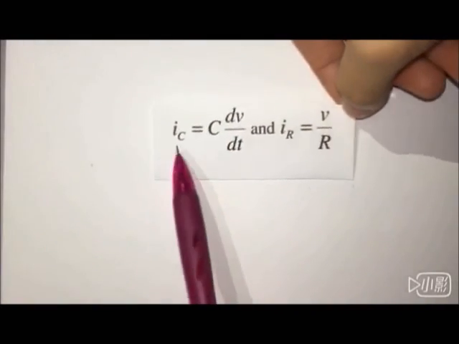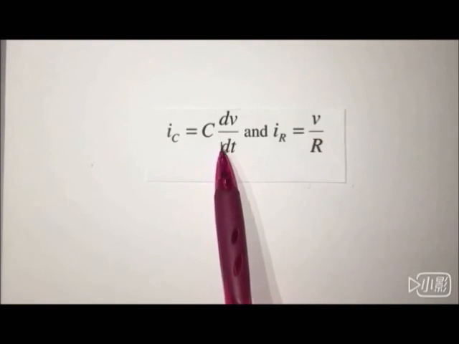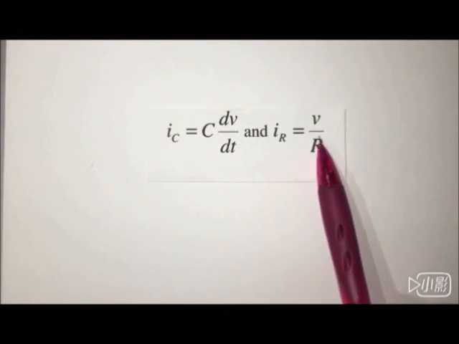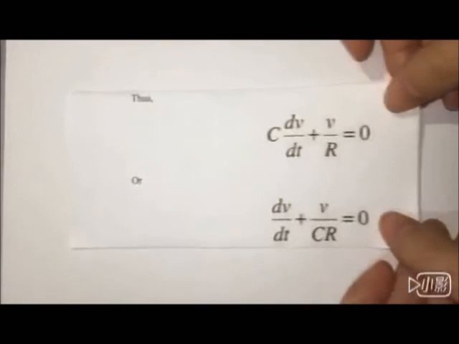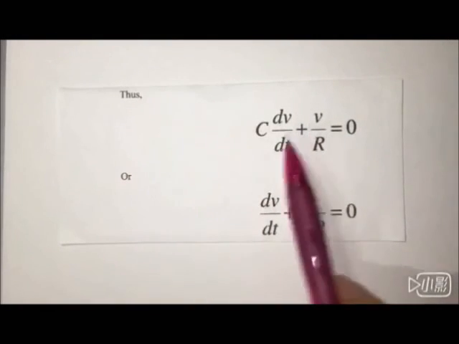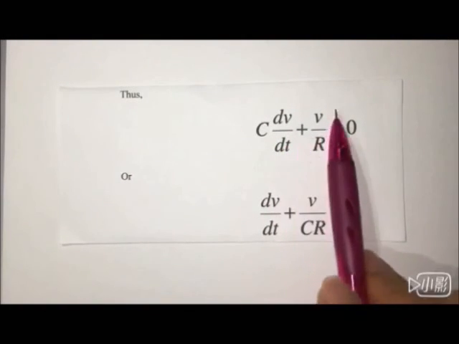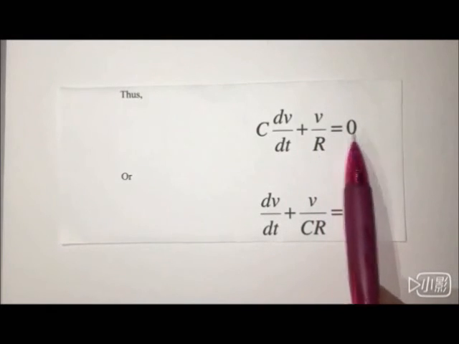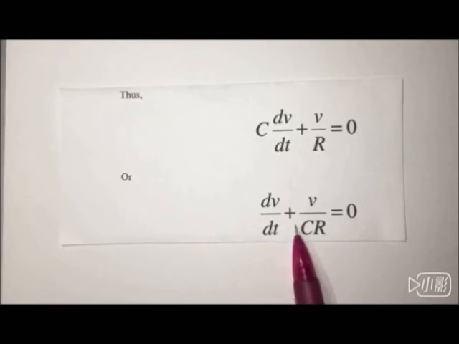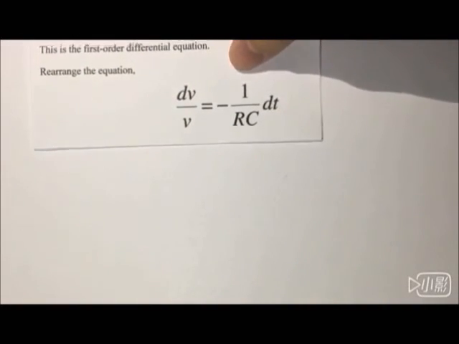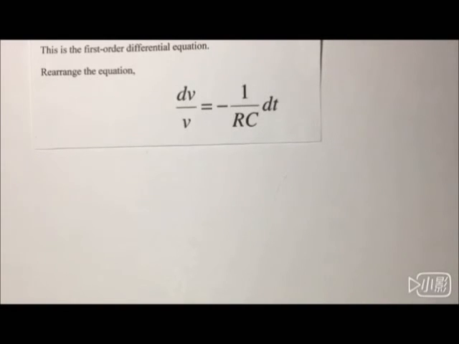Now we get IC is equal to C dV/dt and IR is equal to V over R. And now C dV/dt plus V over R is equal to 0, or dV/dt plus V over RC is equal to 0. Then we get the equation like this: dV over V is equal to negative 1 over RC dt.